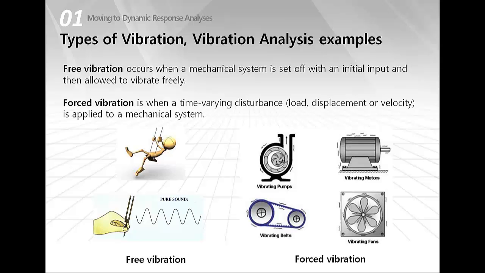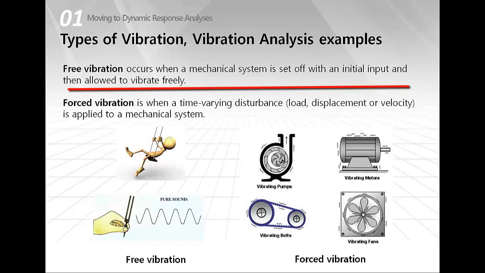So right now I would like to explain to you what kind of vibrations we can consider. Free vibration occurs when a mechanical system is set off with an initial input and then allowed to vibrate freely. Examples of this type of vibration are pulling a child back on a swing and then letting go, or hitting a tuning fork and letting it ring.